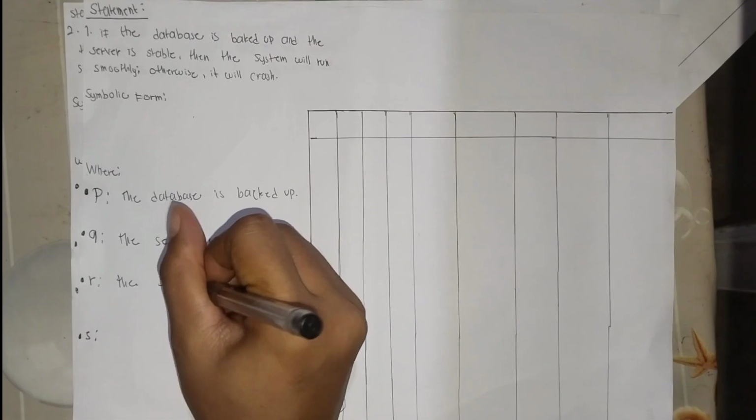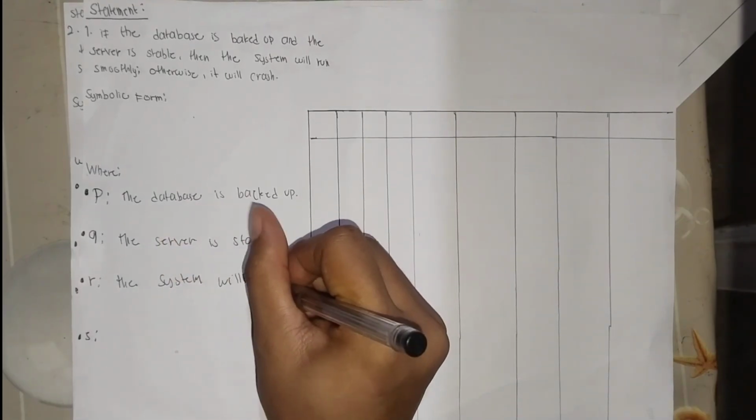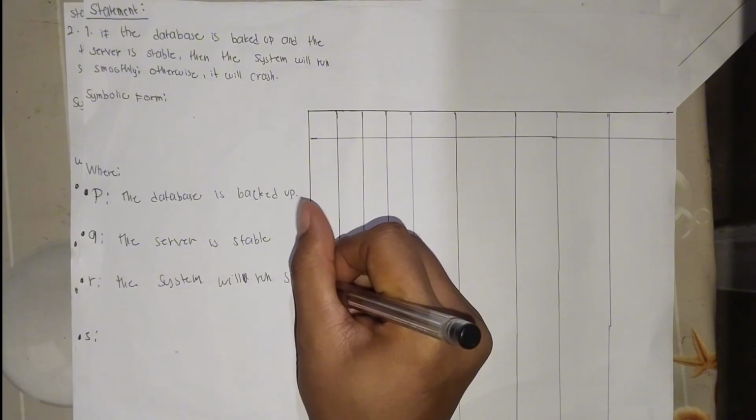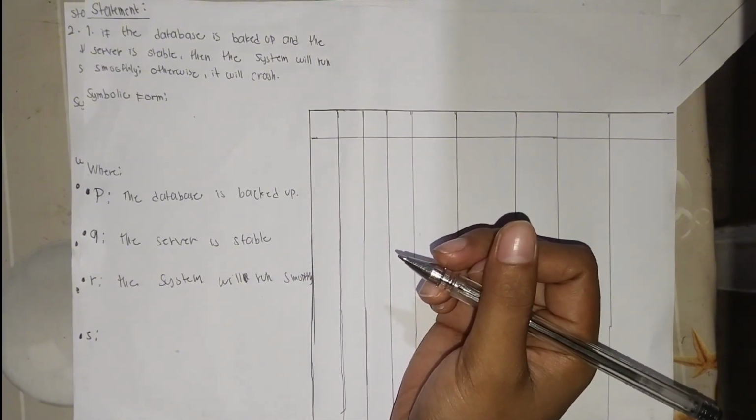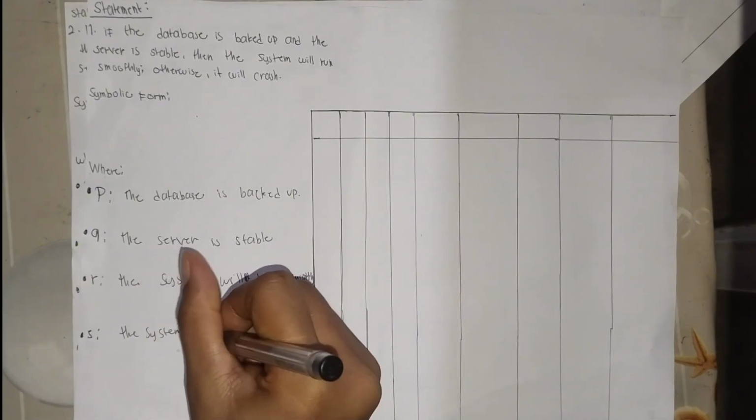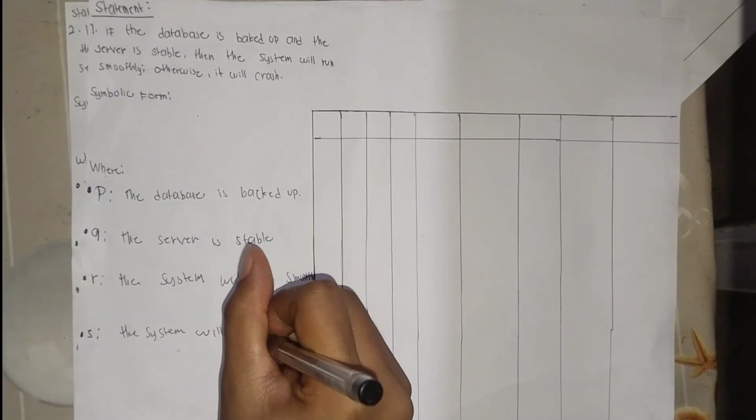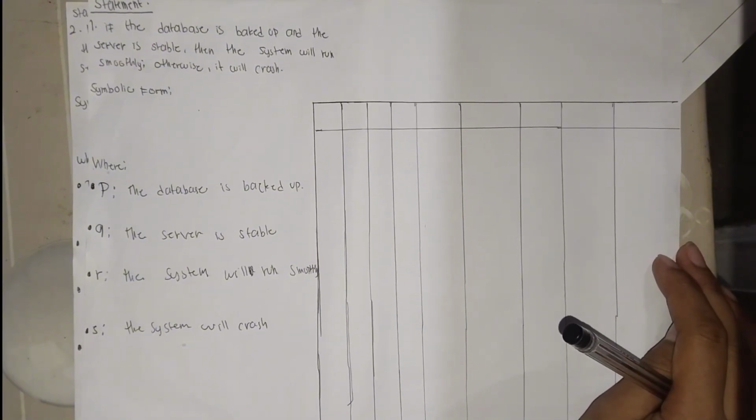The system will run smoothly. Then S is the system will crash. The system will crash. Next, we need to understand our logic operators.